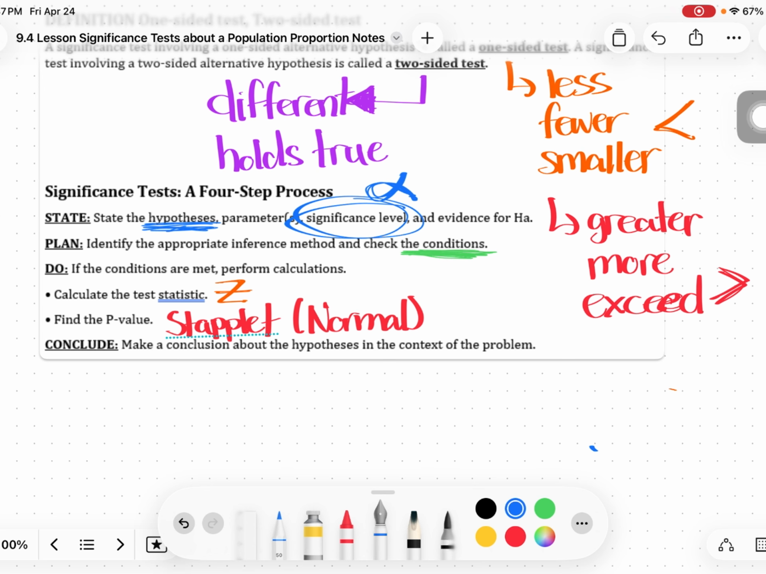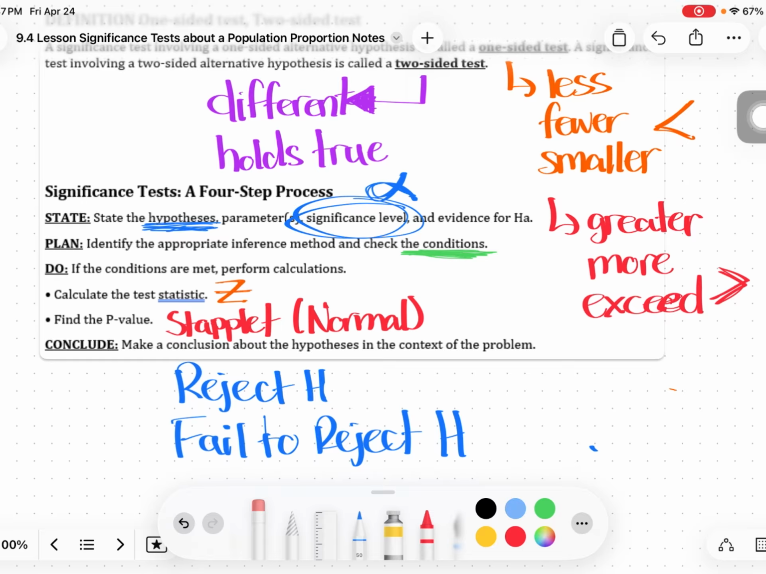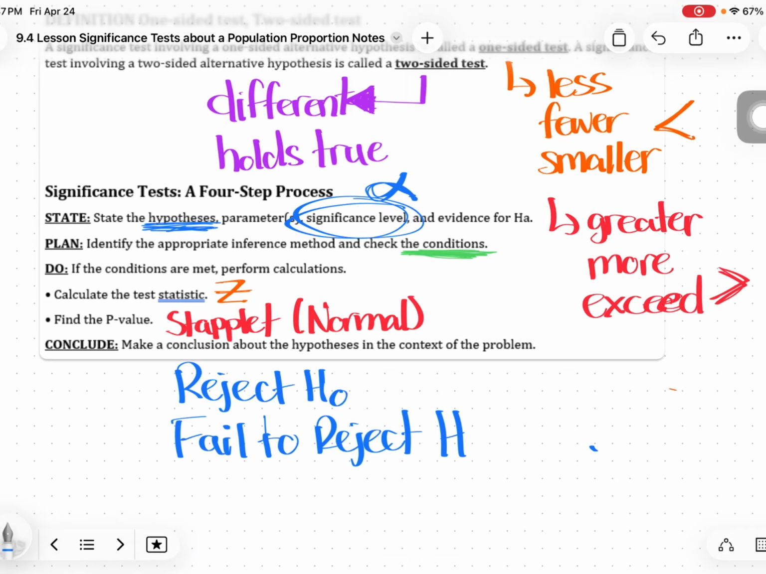So we talked in the last lesson about either rejecting the null hypothesis or failing to reject the null hypothesis, and then what that means. Sorry, I just put a little a when I meant O for null. And what that means when we reject is that we do have convincing evidence. And when we fail to reject, we do not have convincing evidence.